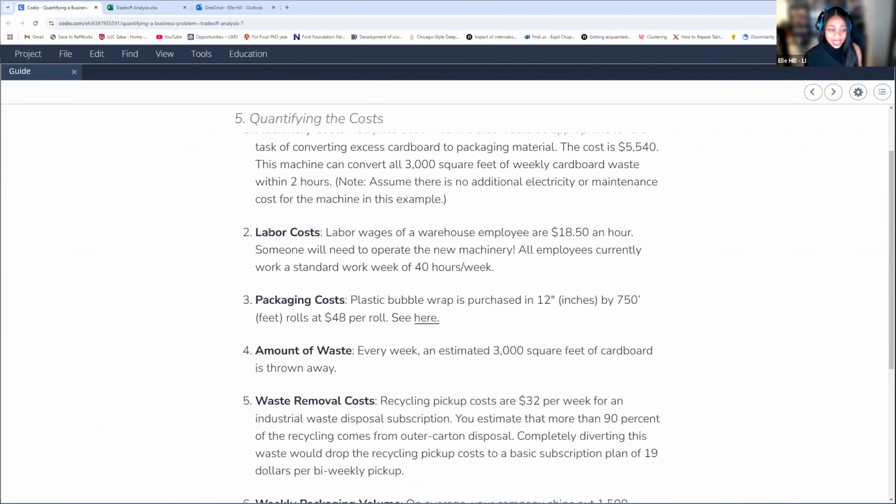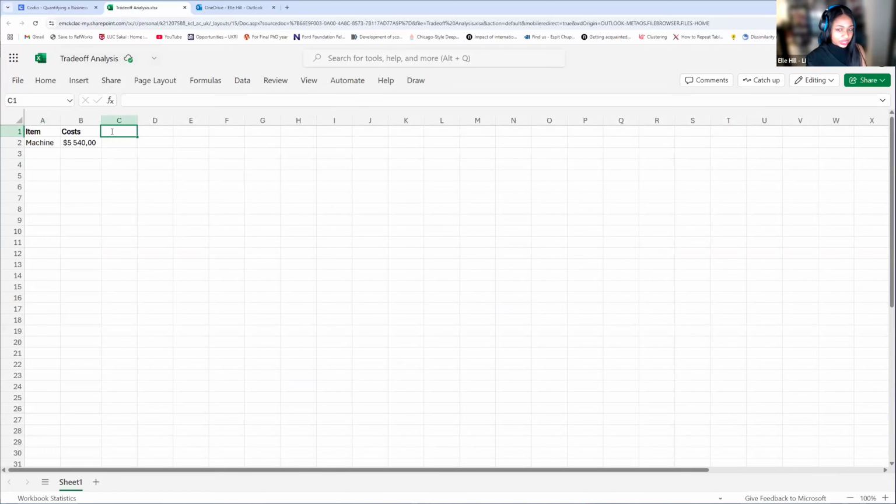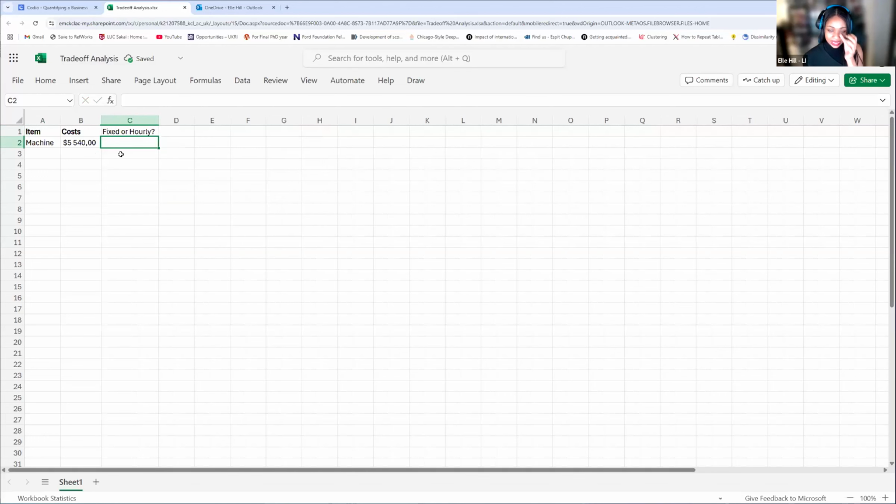Now we're going to have labor costs. Let's also note if these are fixed or hourly. This is just going to be a categorical. This is me asking, do we have to pay this once, or do we have to keep paying this? So now we know the machine is this going to be a fixed cost or an hourly cost for this machine?